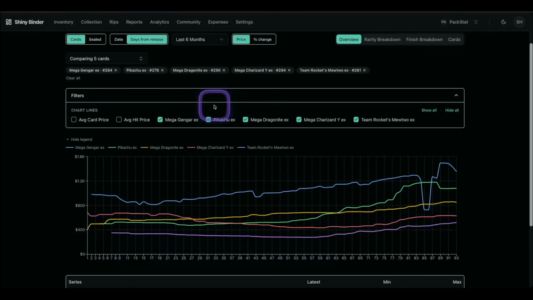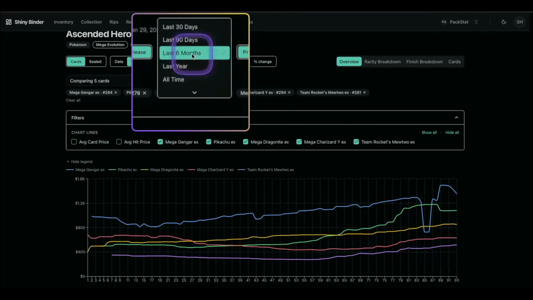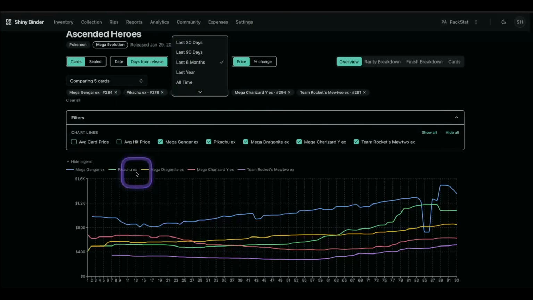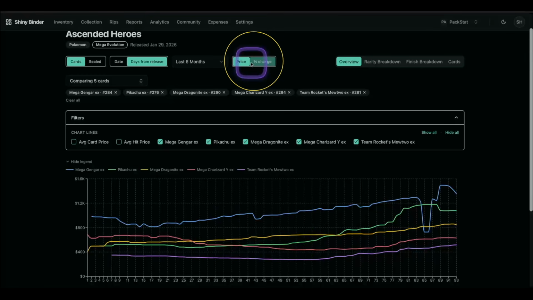And then, of course, we have a timeline either to see all the price movements from the last 30 days, 90 days, 6 months, last year, or all time. And I just chose 6 months to make sure I captured everything for Ascended Heroes, because that is what we are observing today. And then this toggle feature here, very important.